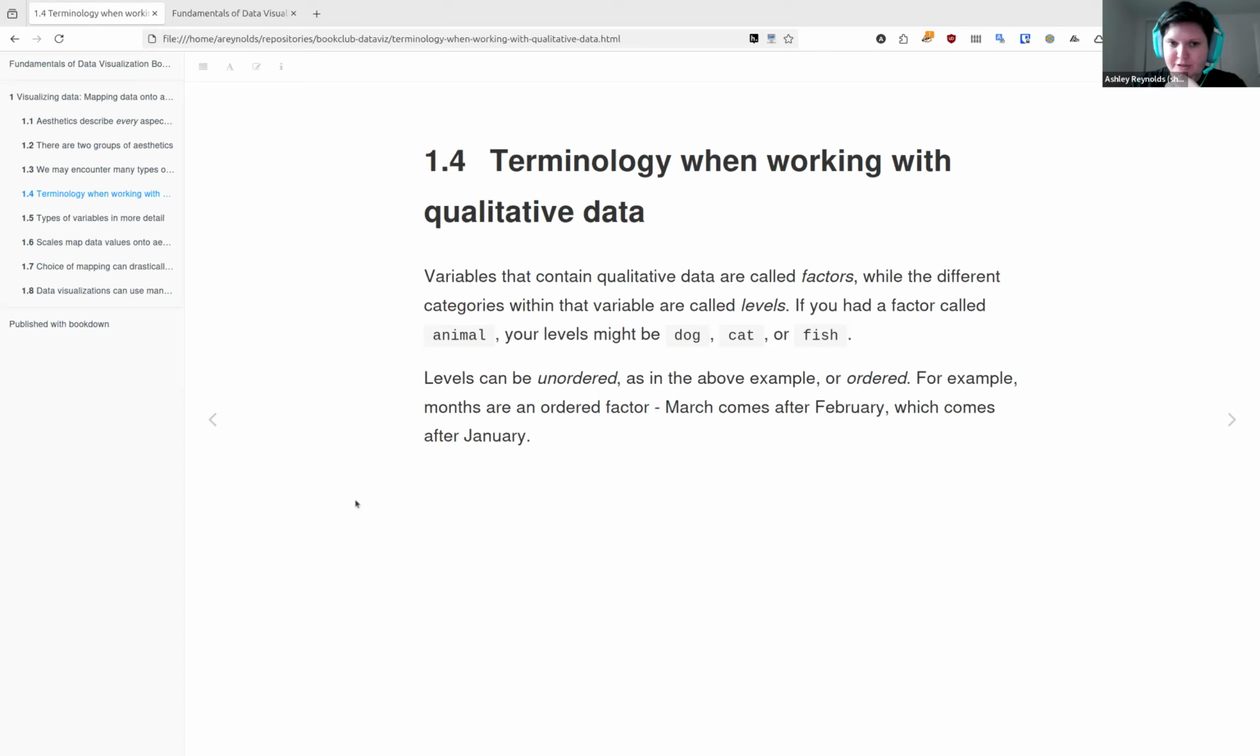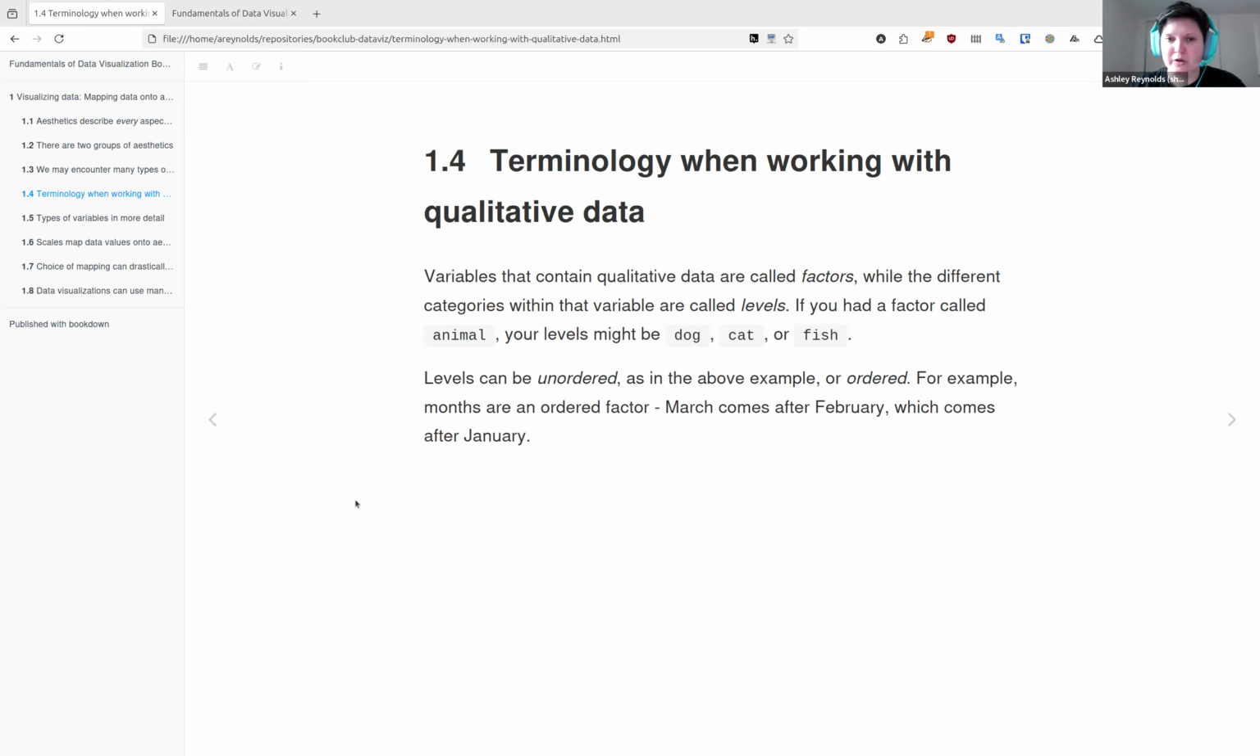Within your factor, you can have levels that are unordered. So the dog, cat, or fish example are unordered. There's no logical progression from cat to dog, unless you're working in paleontology, in which case there might be a logical progression from fish to cat, but that's a special case. But you can also have ordered levels.